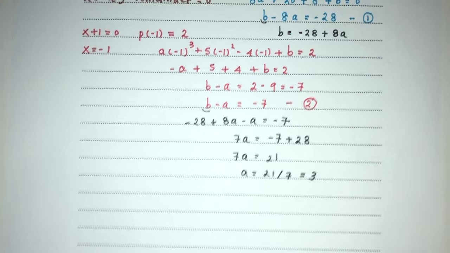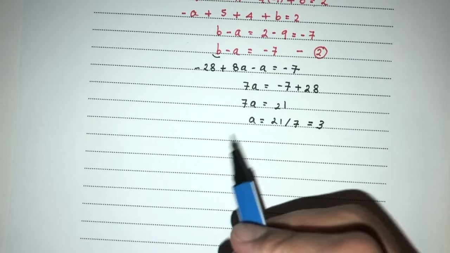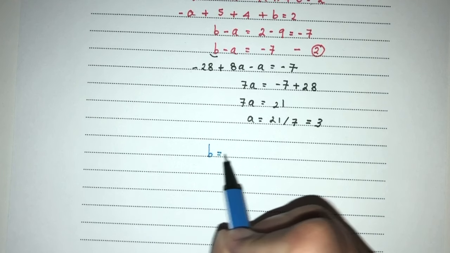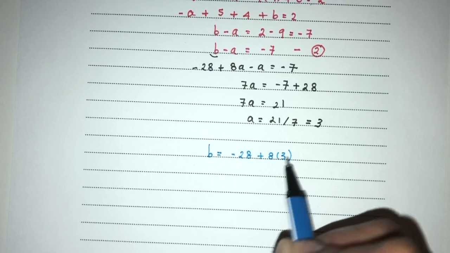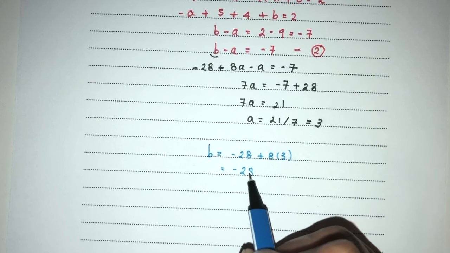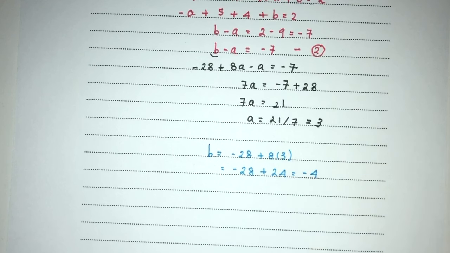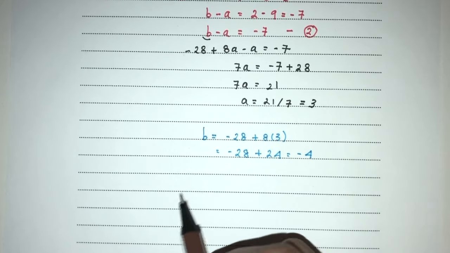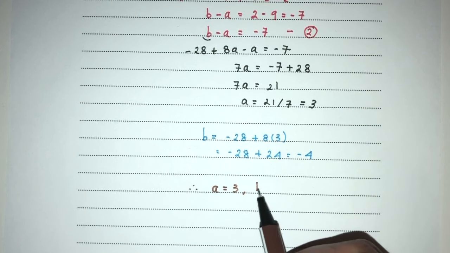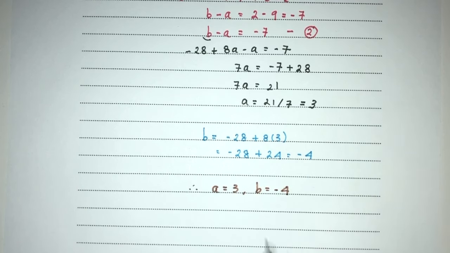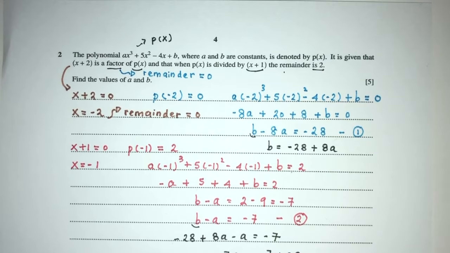That will be 3. And finally, we have to replace back in the main equation to find the value of b. So b has to be minus 28 plus 8 times a for this one. That will be minus 28 plus 24, that should be minus 4. So let's confirm the last two values. The final value will be a is equal to 3 and b is equal to minus 4. And that will be step by step of how to solve these kind of questions for question number 2.